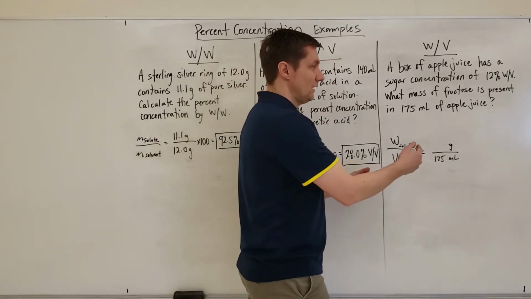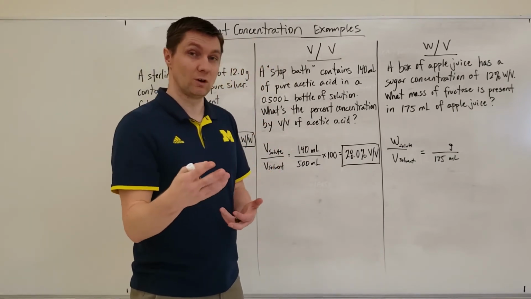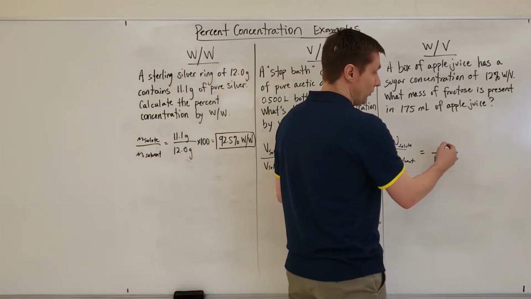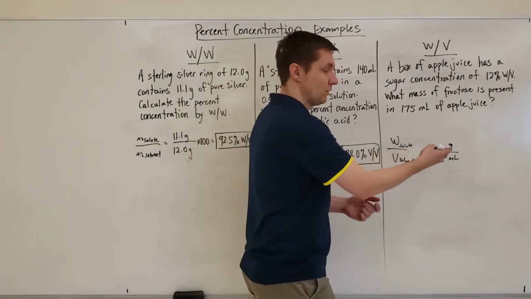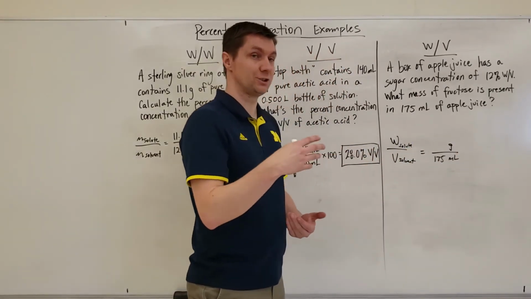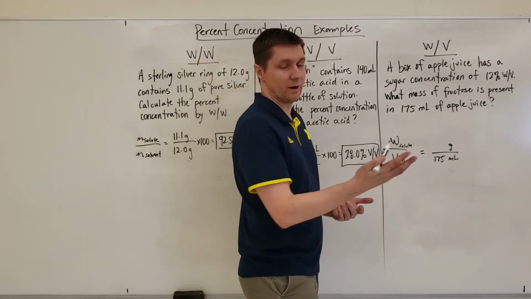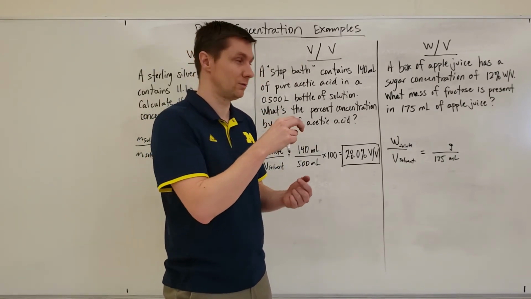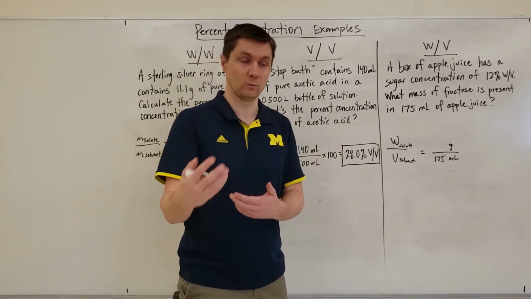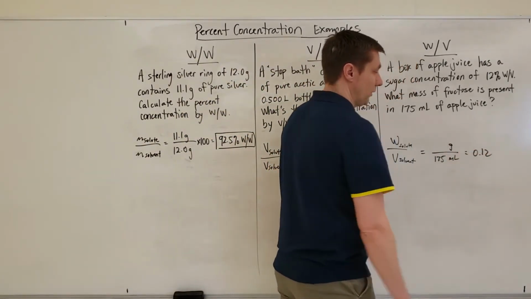And it says that the percent concentration of this weight to volume is 12%. So I know that if I take this number divided by 175, that should give me the 0.12 that I'm looking for. Now I could times it by 100, but I don't want to, because I don't want to deal with 12. I want to deal with the number 12%, which is 0.12. So this divided by that should give me 0.12.